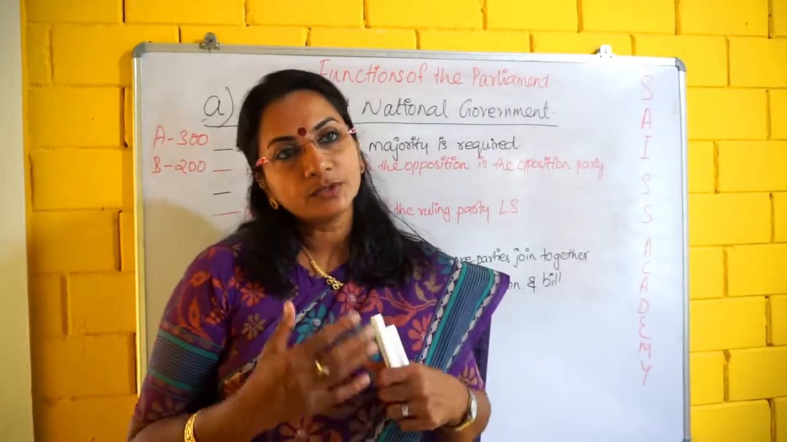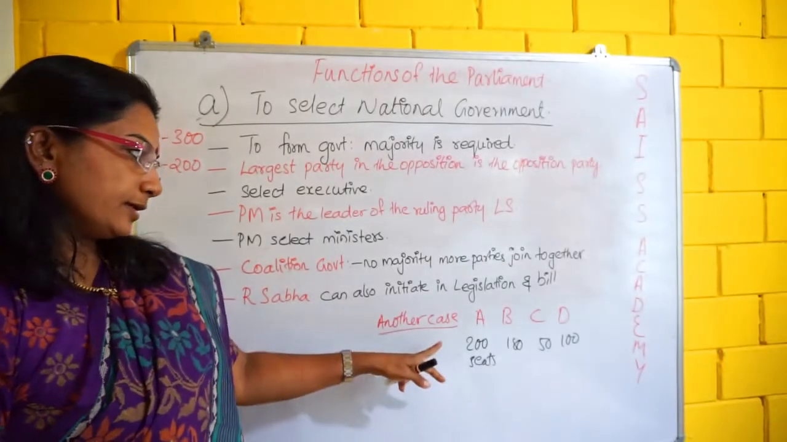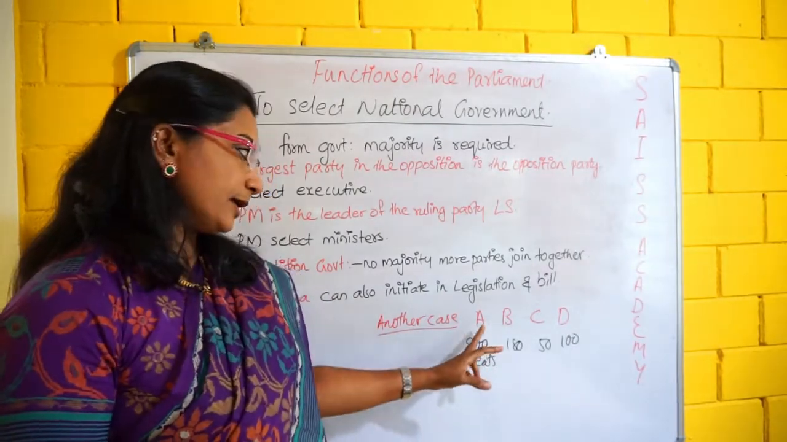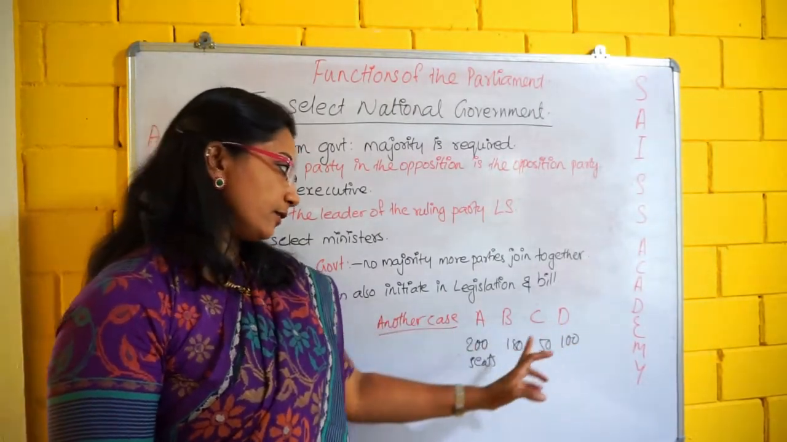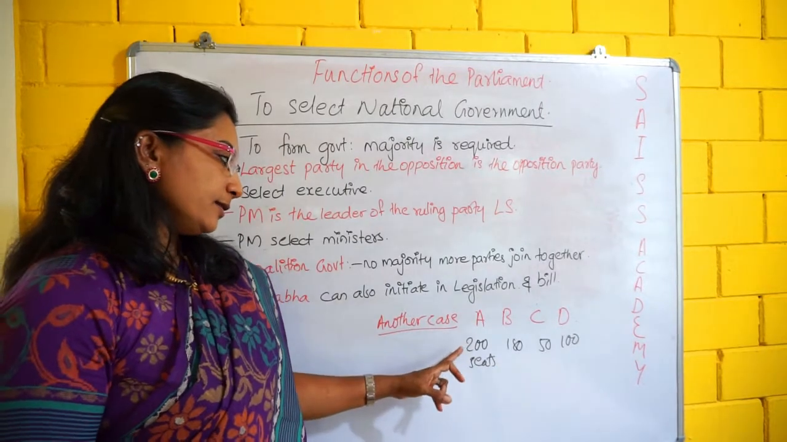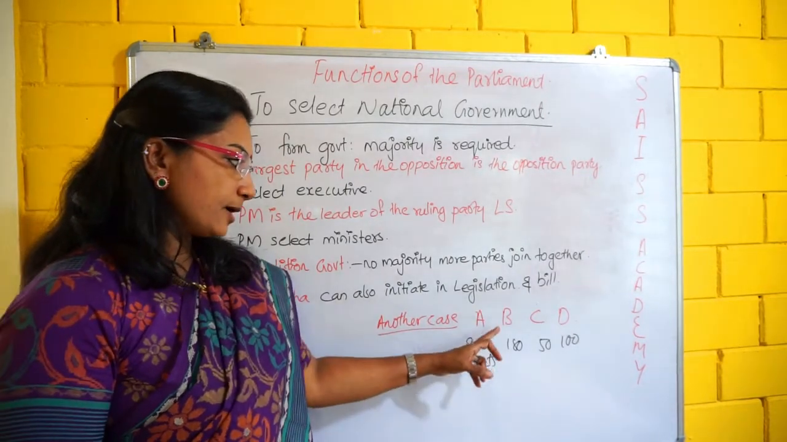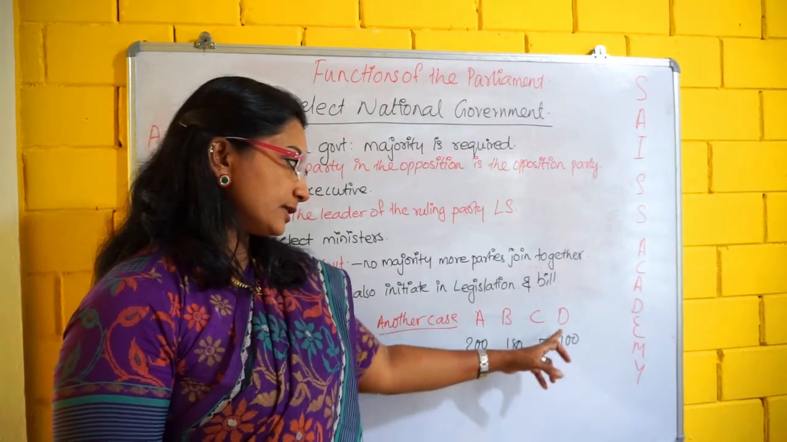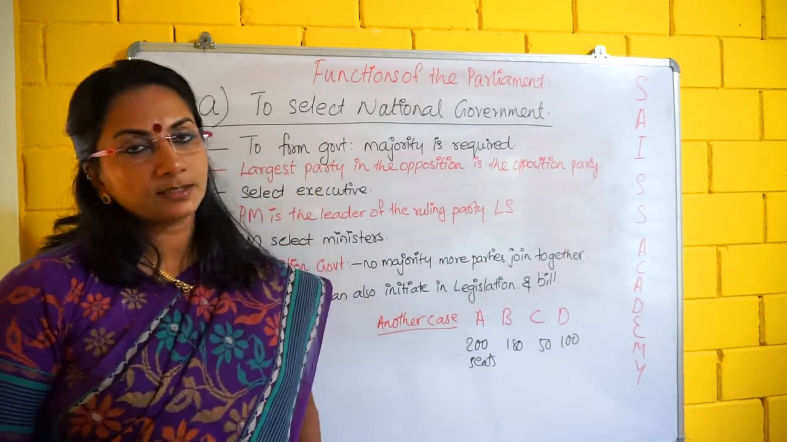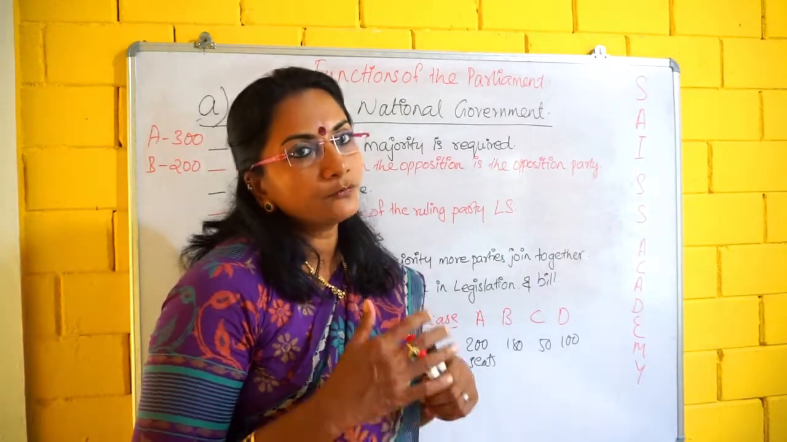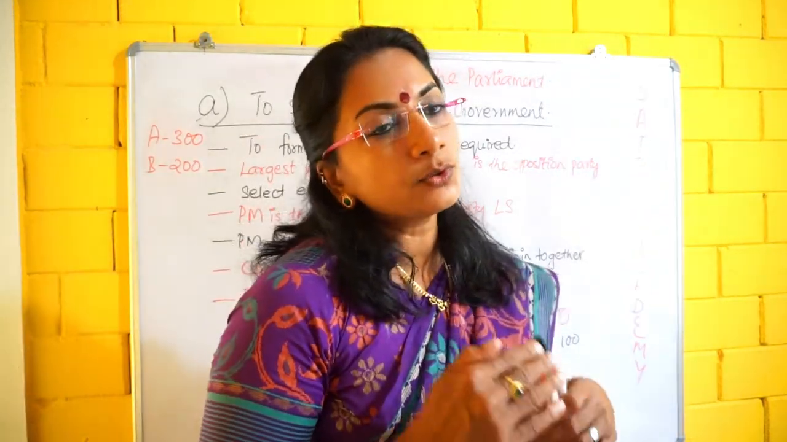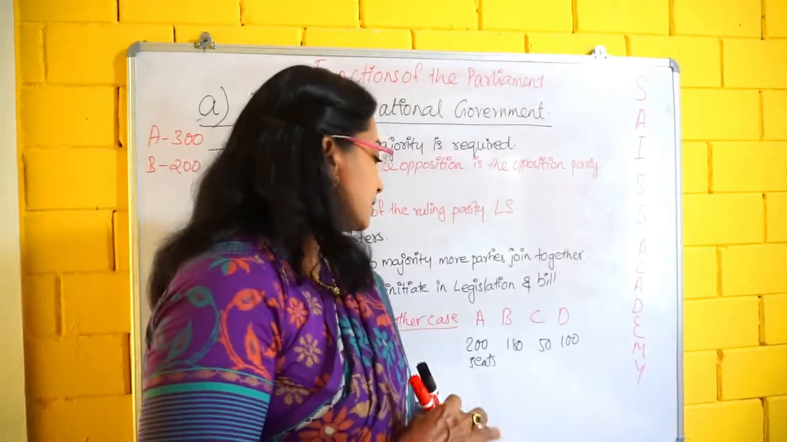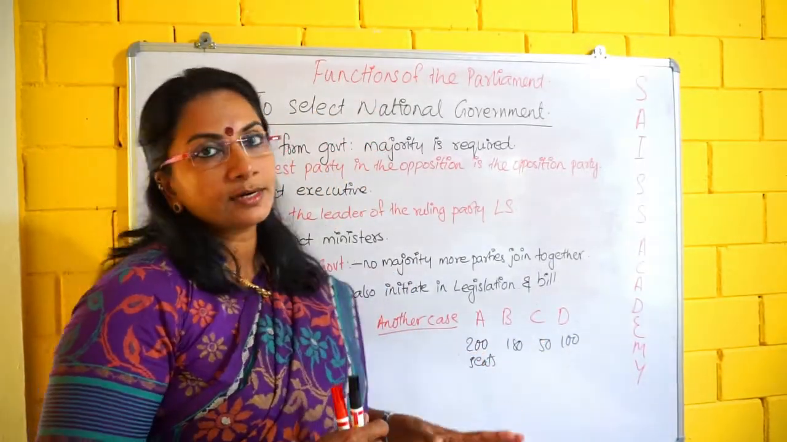Understood? And I am going to give another example. Look, another case. Here, not 2 parties, I wrote 4 parties: Party A, Party B, Party C and Party D. Party A won only 200 seats, Party B got 180 seats, Party C has only 50 seats, and Party D has 100 seats. Already we learned that to form the government, at least 272 members should be there for one party, isn't it? So here nobody has 272.